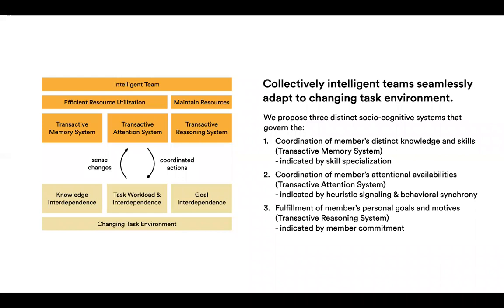Now, how does this team coordinate action? We propose three transactive systems work together, functionally speaking, to achieve this. The first one is transactive memory, which coordinates the skills of the members. If you are reliant on a transactive memory system, you end up being a highly specialized team.